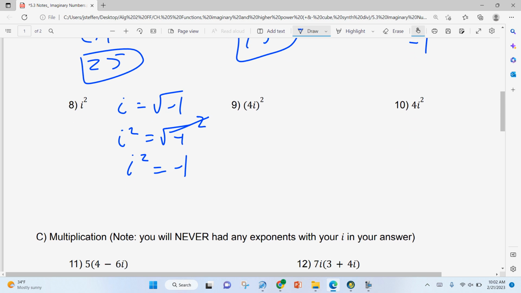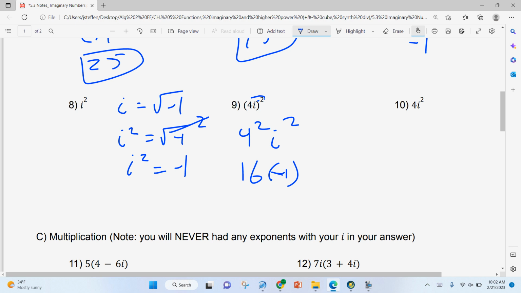Then the other thing I really wanted to make sure, between number 9 and number 10, is that you remember your properties. The difference between (4i) squared, with 4i in parentheses, and 4i squared. With number 9, if they're both in parentheses, you apply the square to both of them. So it's 4 squared and i squared. 4 squared is 16. i squared, we just said, was negative 1.